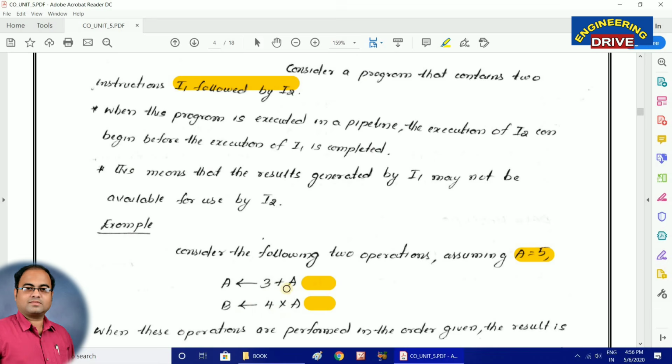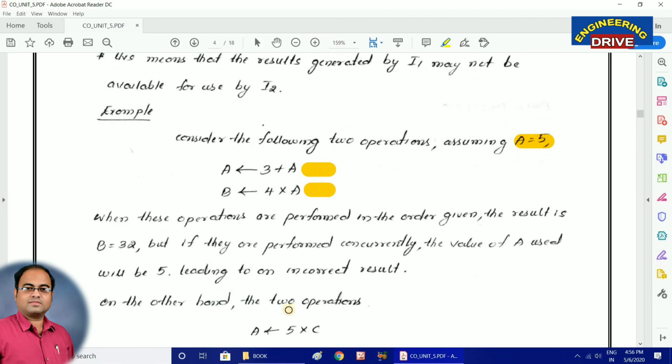Let us say both these instructions are executed concurrently or at the same time. At that time what happens, you know? The value of A will become 8. But along with that, B also will be executed. Because of that, you will get the B value as 20, which is the wrong answer. That's what it is saying, leading to an incorrect result.